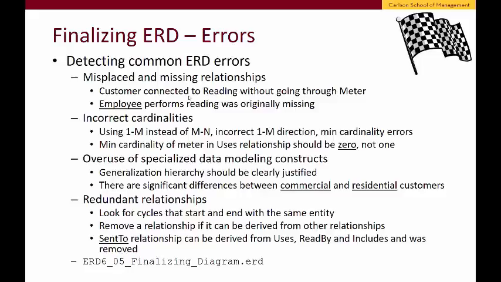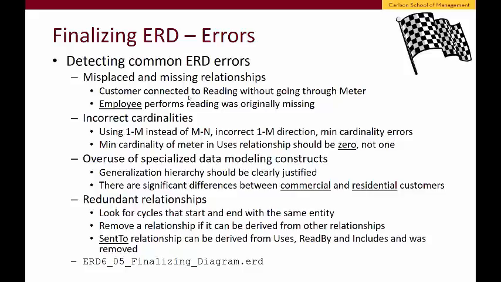Detecting common errors refers to looking for misplaced or missing relationships, such as the one between employee and reading, incorrect cardinalities, such as the one mentioned on the previous slide about meter being optional in the has relationship, accounting for those that are in the system before being put into actual use at the customer site.